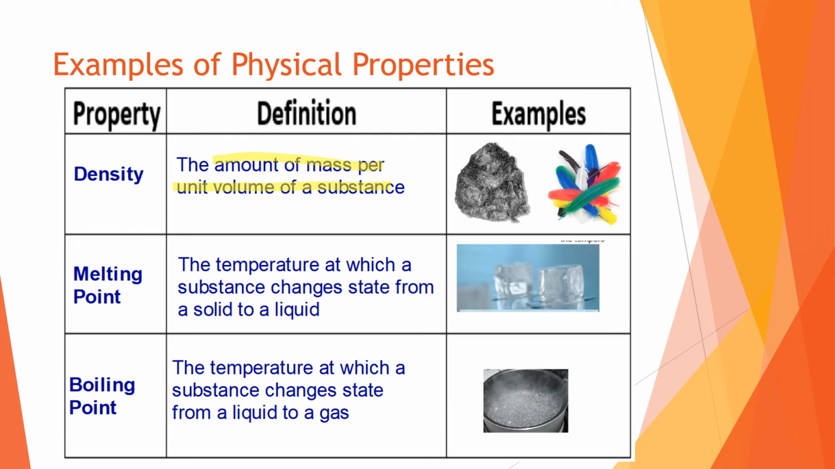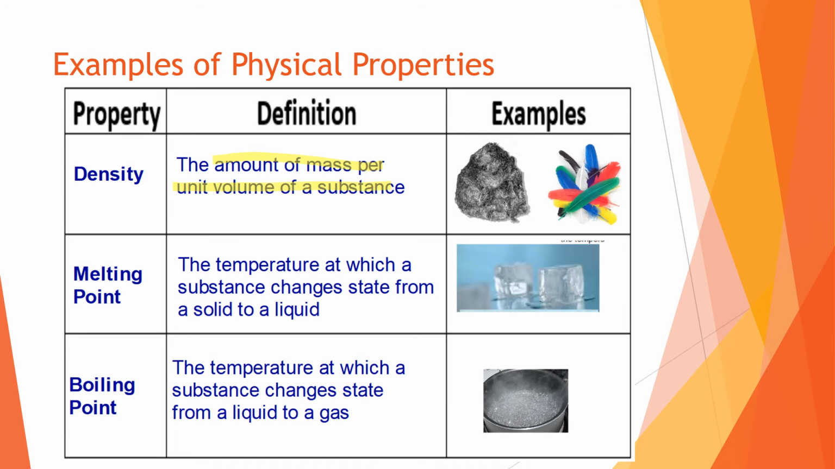Melting point, the temperature at which a substance changes state from a solid to a liquid. So we know state is solid, liquid, gas. When a substance has reached its melting point, that is when it changes from a solid state to a liquid state. It would be like ice changing state at 0 degrees Celsius. At 0 degrees, ice would change from a solid to a liquid.